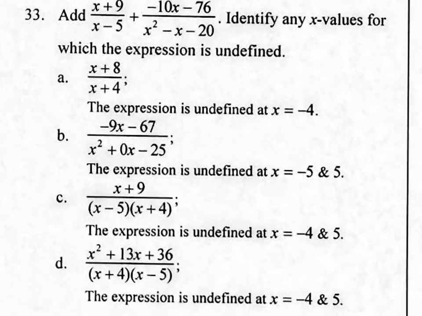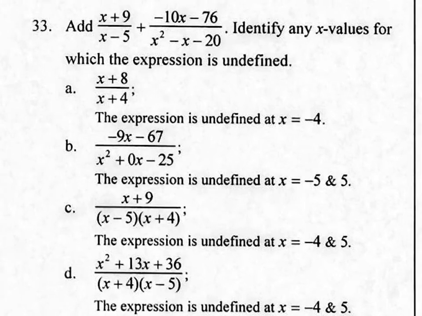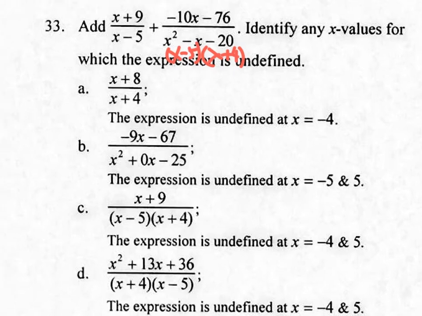It says add those two fractions, identify any x values for which the expression is undefined. So to add two fractions, you want to find the common denominator, and the best way to do that is to factor the denominators before even trying to find the LCD. So if you think about that first quadratic, it's going to be an x minus 5 and an x plus 4. Now, since we do have an x minus 5 over here, this will be the common denominator on both of them.